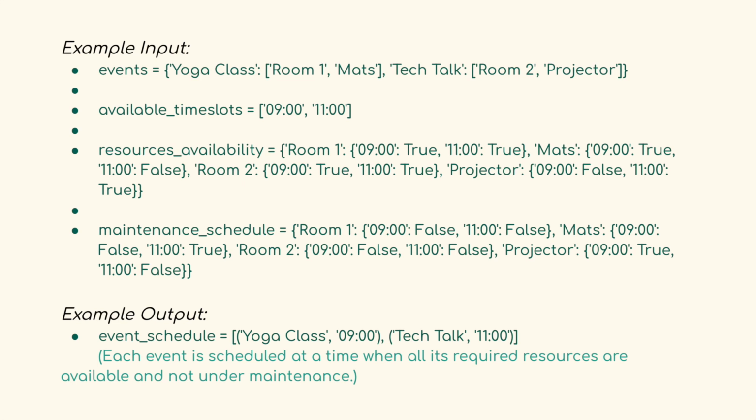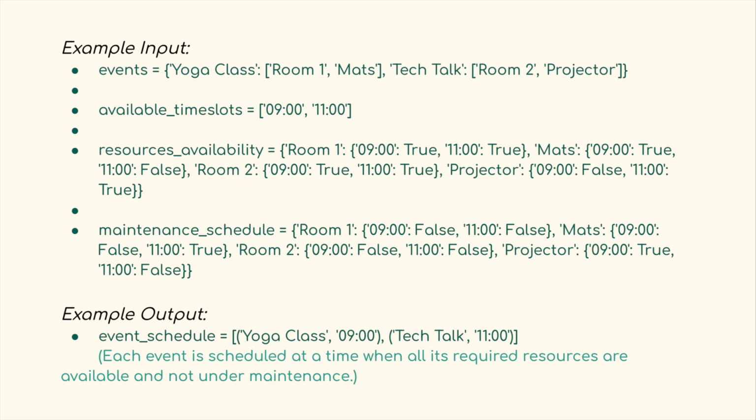Events is a dictionary where each key is an event name, and the value is a list of resources needed for that event. Available time slots is a list of time slots during which events can be scheduled. Resource availability is a dictionary where the key is a resource and the value is another dictionary mapping the time slots to availability, which is a Boolean. And last, the maintenance schedule is a dictionary where each key is a resource and the value is another dictionary mapping time slots into maintenance status, which is also a Boolean.